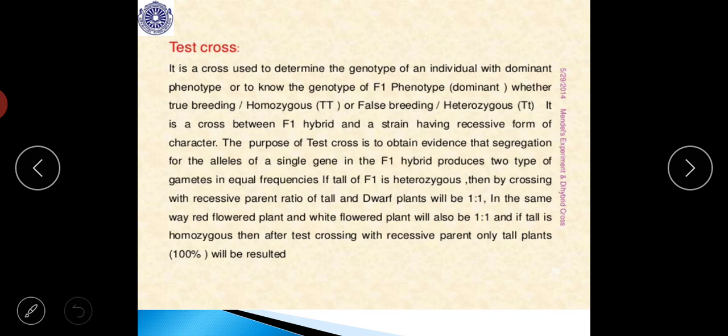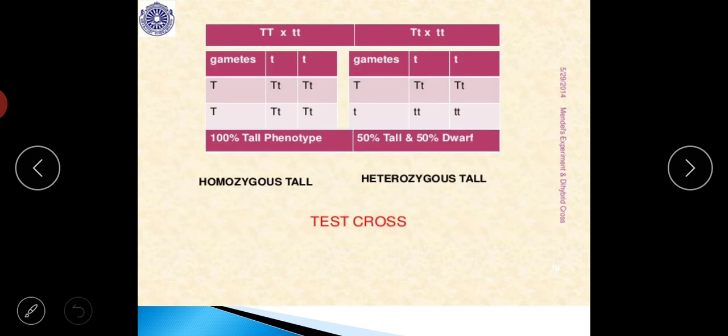If tall of F1 is heterozygous, then by crossing with recessive parent, the ratio of tall and dwarf plants will be 1:1. In the same way, red flowered plant and white flowered plant will also be 1:1. And if tall is homozygous, then after test crossing with recessive parent, only tall plants, that is 100%, will be produced. So this is how a test cross is made.